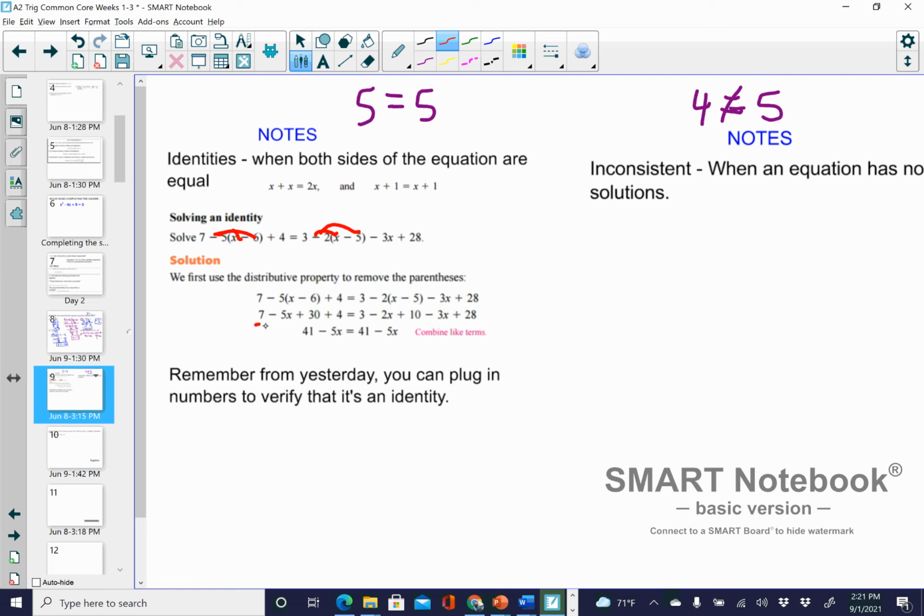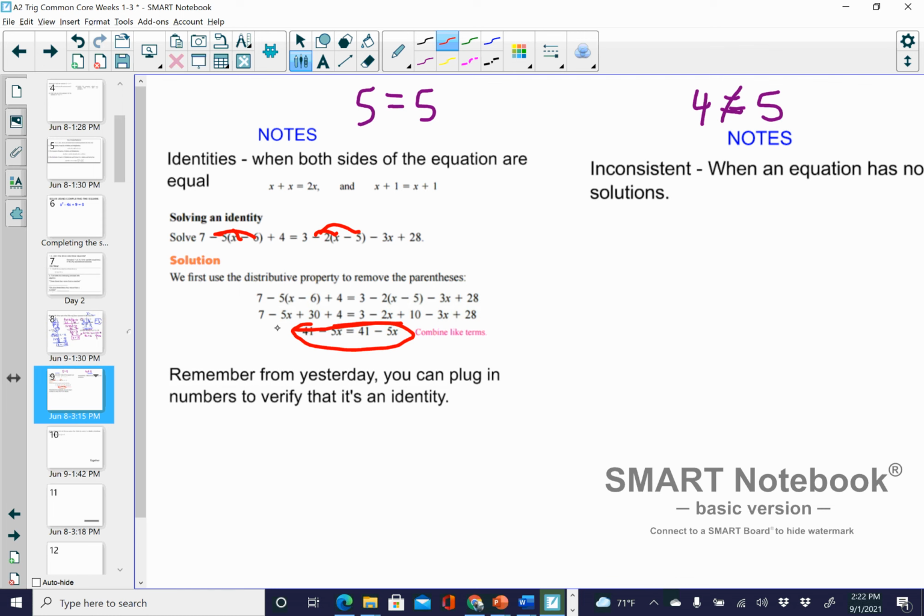So the 7, the 30, the 4, they combine. 7 plus 30 is 37, plus 4 is equal to 41. That's where we get this 41 from. The negative 5x comes down. And then over here, you're going to do something very similar, right? The negative 2x, the negative 3x gives you negative 5x. 3 plus 10 plus 28 also gives you 41. So 41 minus 5x is equal to 41 minus 5x. They are exactly the same thing, identity.